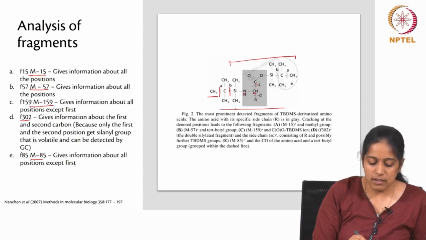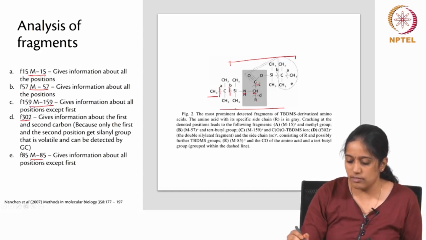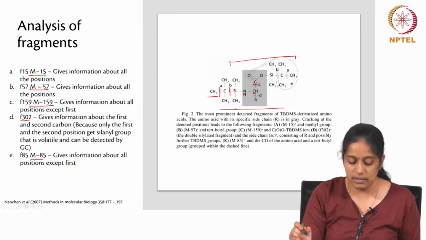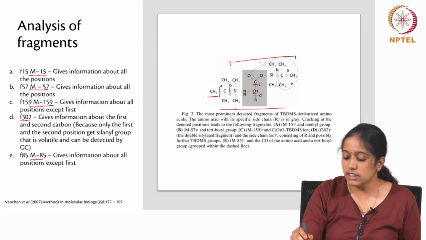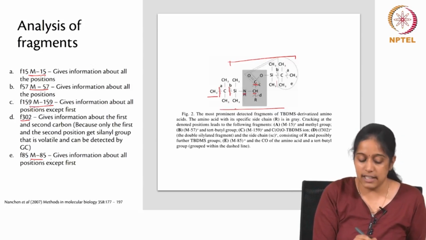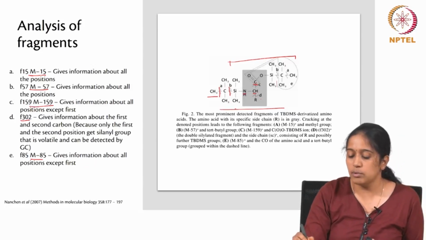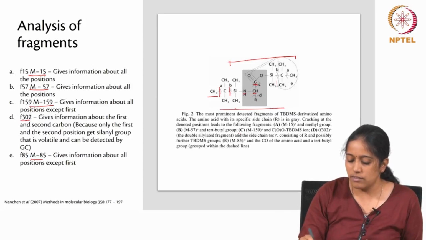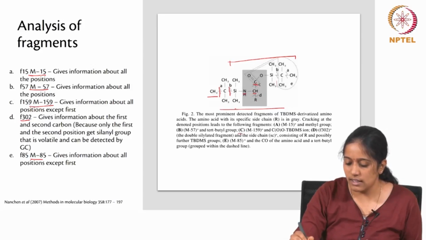If you look at M minus 85, M minus 85 is E, and E is the portion in the dotted region. This gets removed, and if you observe, you can see that the first carbon of the amino acid gets removed and is not detected in the detector, because of which you have the other parts being detected. So, if you have the fragment M minus 85, you get information about all the positions except the first. Similarly, M minus 159 is C, and C is again here.